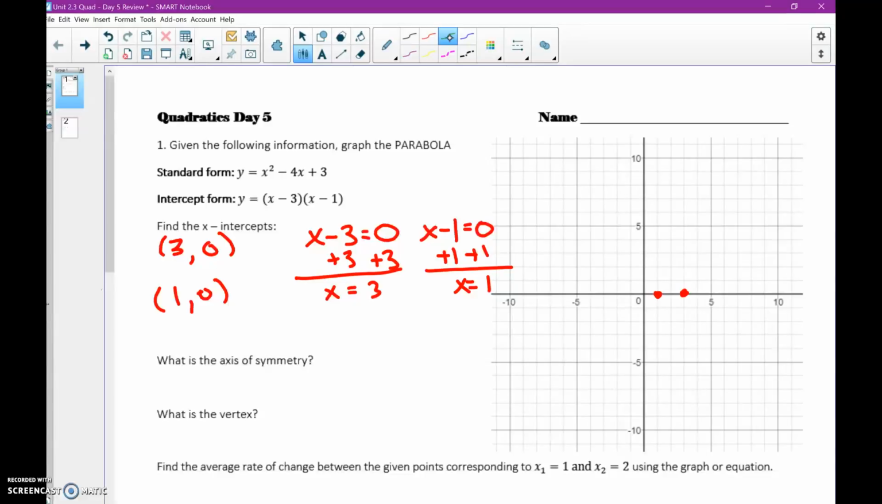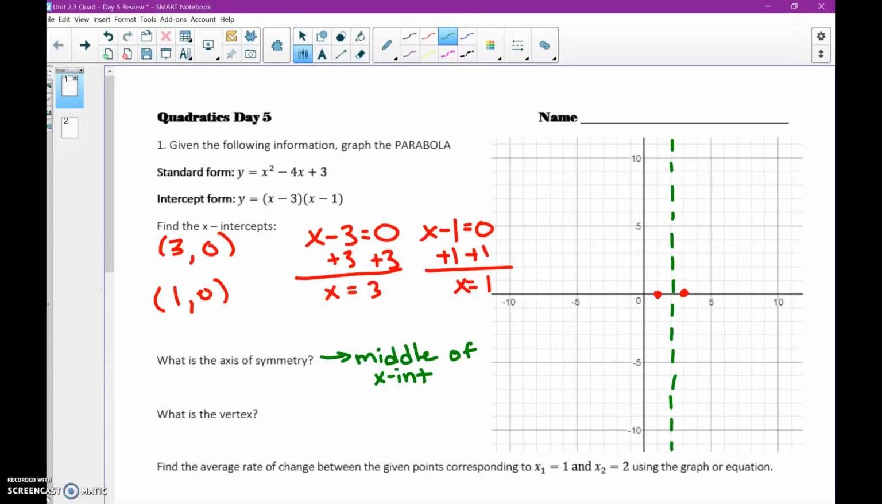Now, axis of symmetry means that that's the line in the middle of the parabola. It's the one that reflects over it. It makes it the same on both sides. It's symmetric. So this should be in the middle of the x-intercepts. Well, my x-intercepts are at 1 and 3. The number in the middle is 2, so that's where my axis of symmetry has to go.